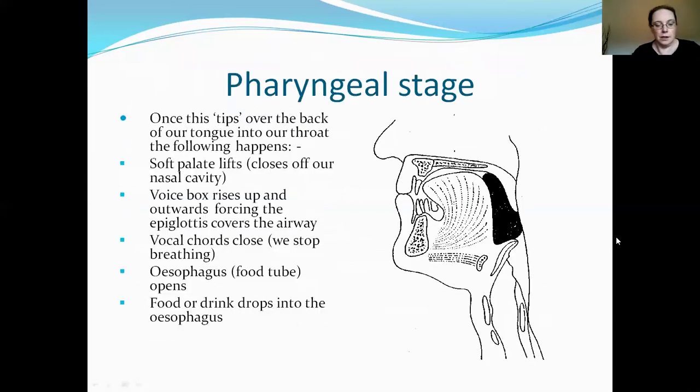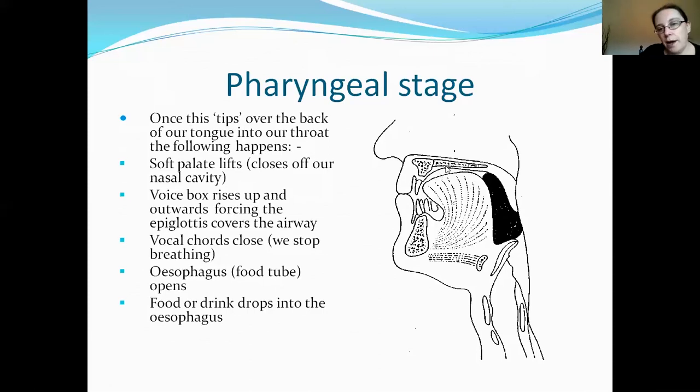Okay. The next stage of the swallow is what we call the pharyngeal stage, so when it gets into your throat. Once the food tips over the back of the tongue, so you can see that the bolus here has gone right over the back of the tongue, the following happens, and this is the point of no return. You can't control it once it gets to this point, it becomes an automatic thing. And this phase normally takes less than a second to complete, so it's very, very quick.